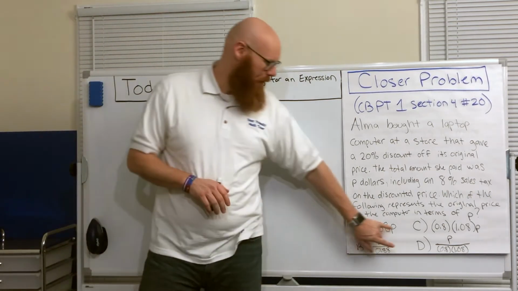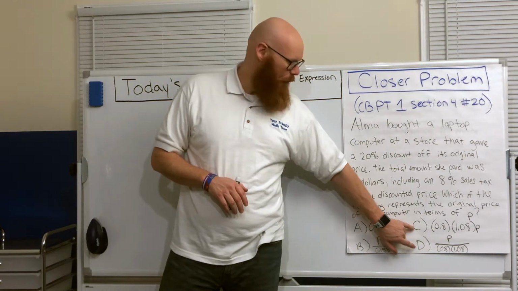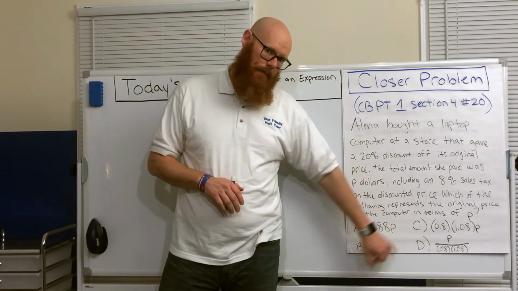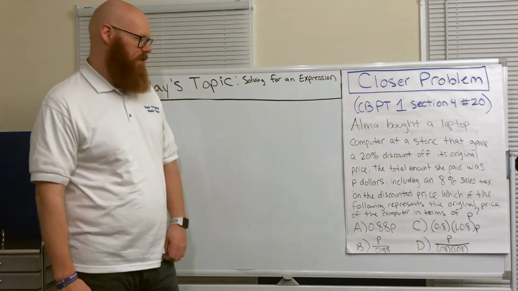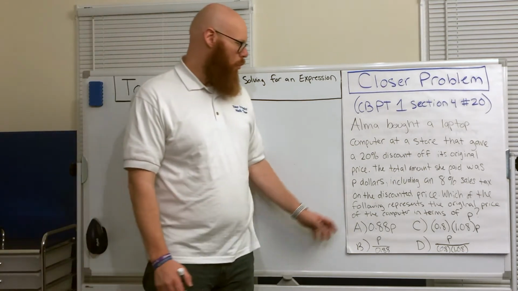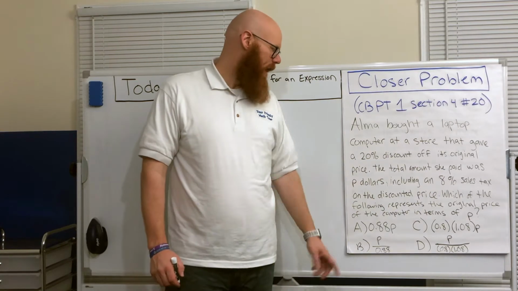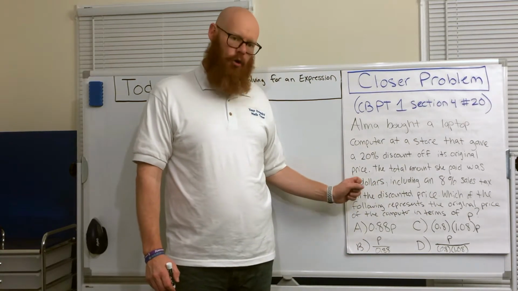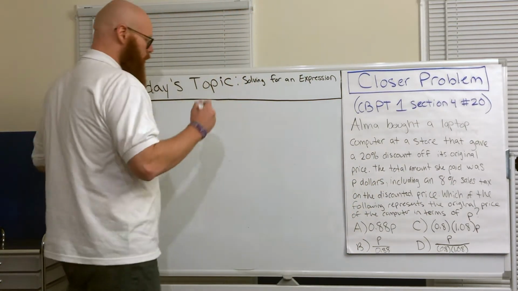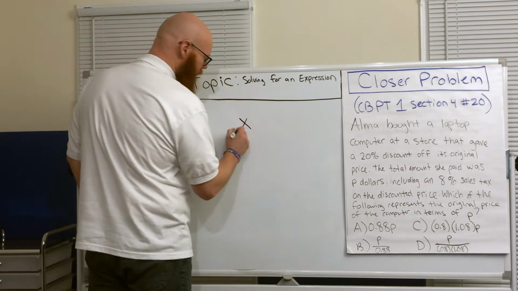Well, that right away eliminates it down to C and D, and we've just got to figure out which one makes sense. So this is where reading is extremely important. We have to look for the original price. P is the final price. So our original price is the thing that we multiply by and we start with.